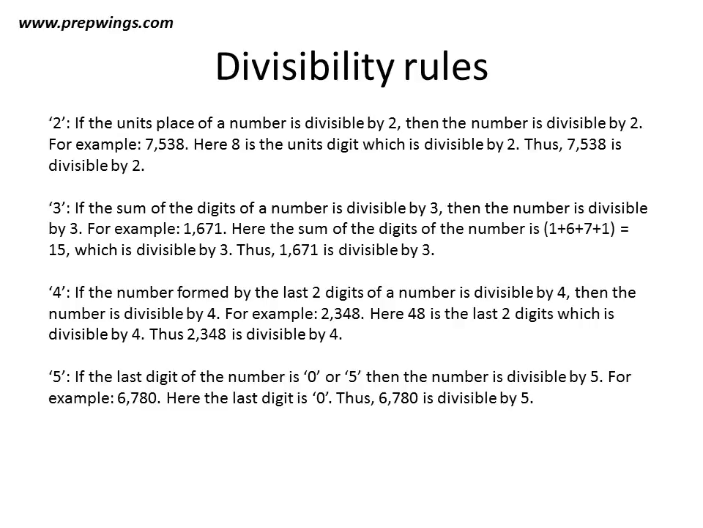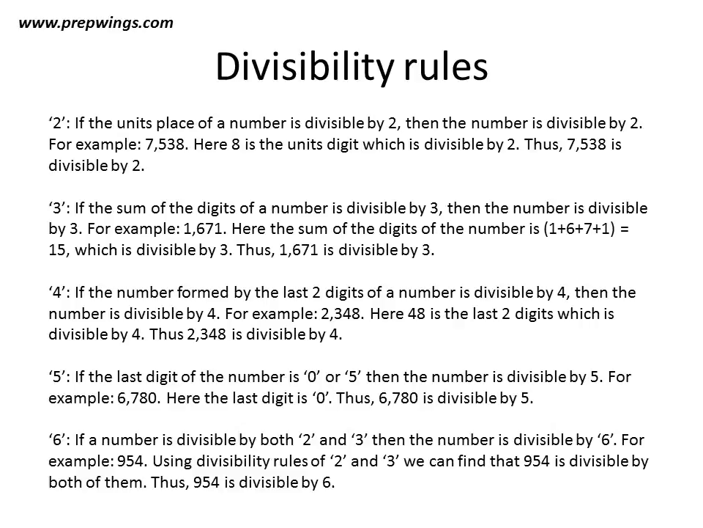Now looking at divisibility rule of 5, it is actually very simple. If you have to check if a number is divisible by 5 or not, what you need to do is just look at the last digit of the number. If the last digit of the number is 0 or 5, then the number is divisible by 5. For example, 6780. Here if you look at it, last digit is 0. Thus this number is divisible by 5.